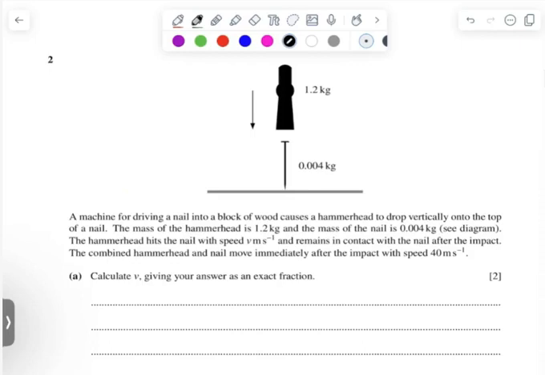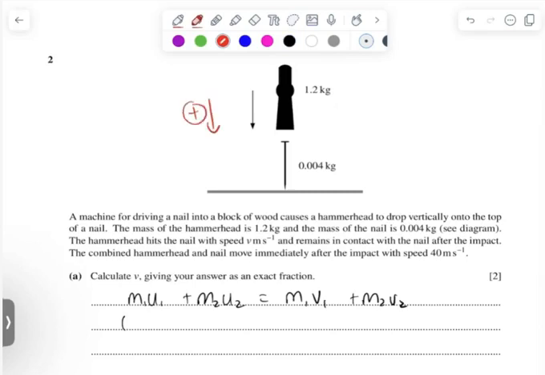Calculate V, giving your answer as an exact fraction. The hammerhead hits the nail with a speed of V. So the nail is going to be going, so I've got M1, U1. This is my equation of conservation of momentum: M1 V1 plus M2 V2. My hammerhead is going down. In this case, I'm going to take down as positive.